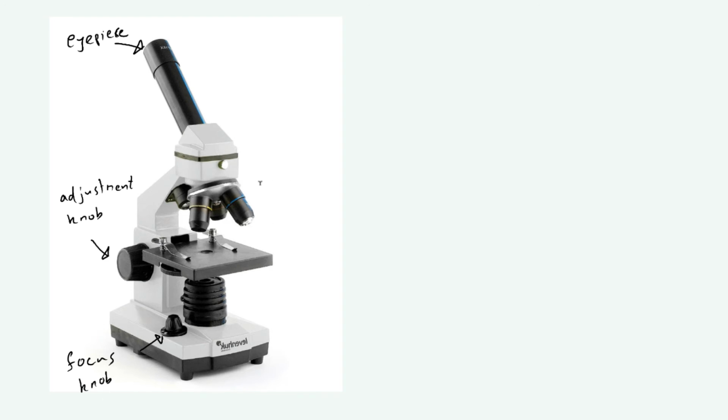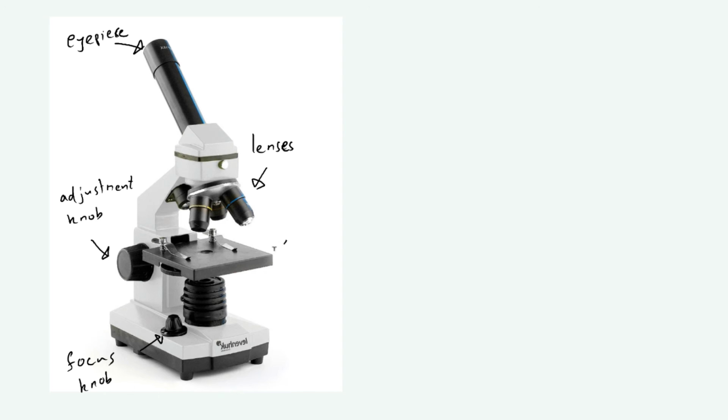Now, these are the lenses. You'll notice you have three. Most light microscopes do have three. Some may have two, some may have four. But they are the lenses and they are basically what is going to magnify. That's how you zoom in and zoom out.